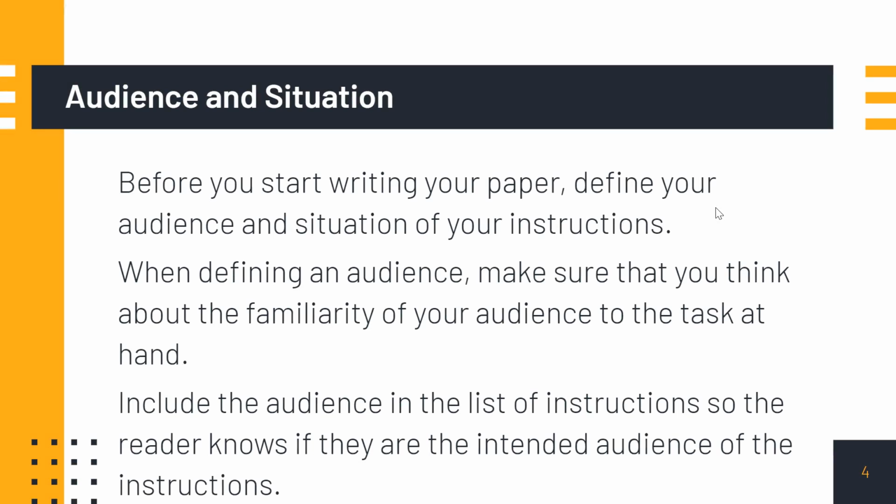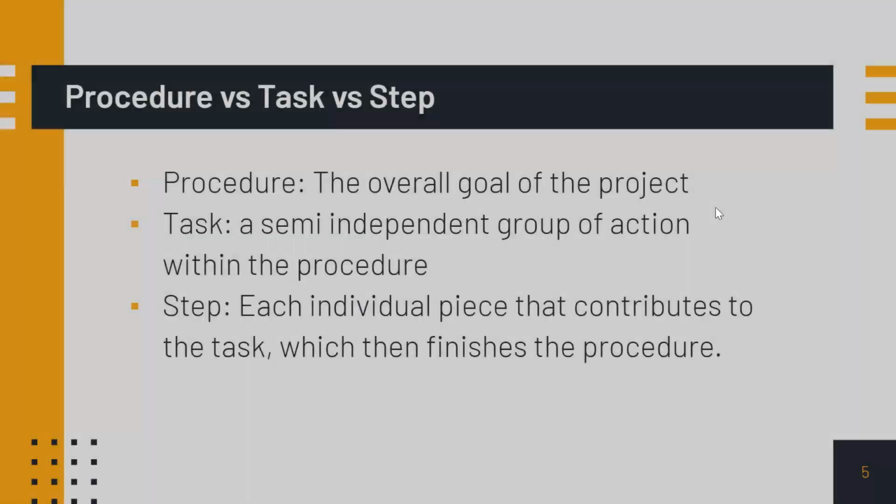Just reiterating that when defining an audience, think about the familiarity that your audience has with the task. And include the audience in the list of instructions so the reader knows that they are the intended audience of the instructions. So your instructions should say these instructions are for advanced users or for beginners. That way, if a beginner tries to use the instructions for an advanced learner, they wouldn't go into those.